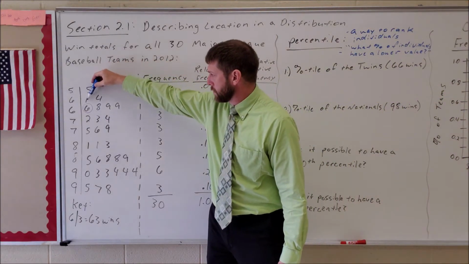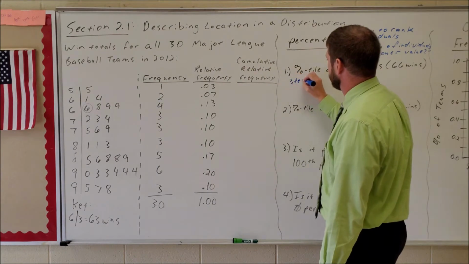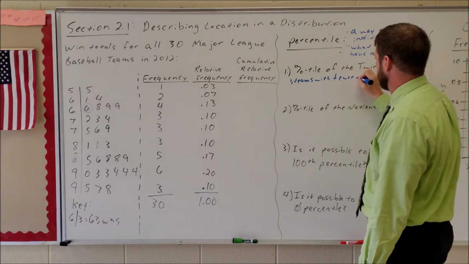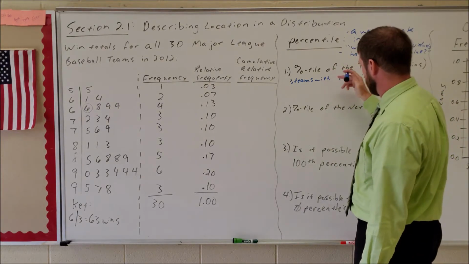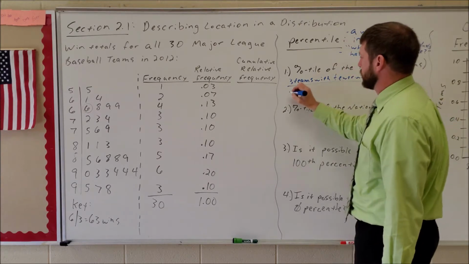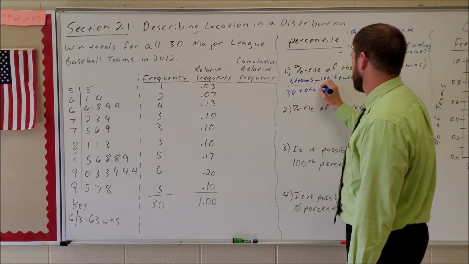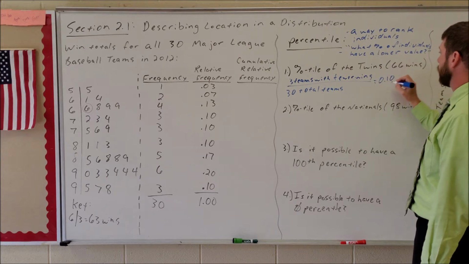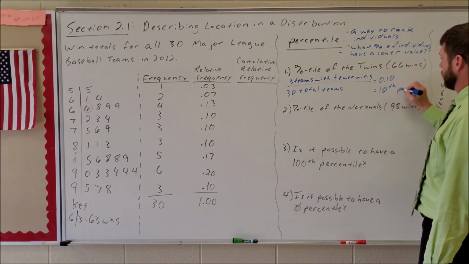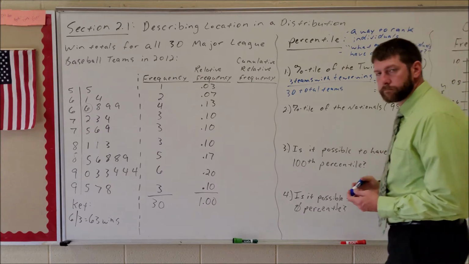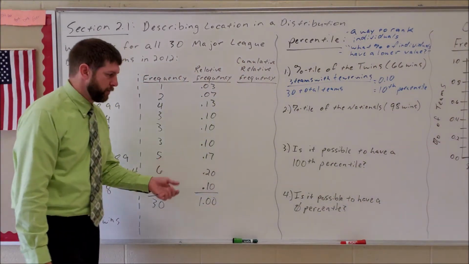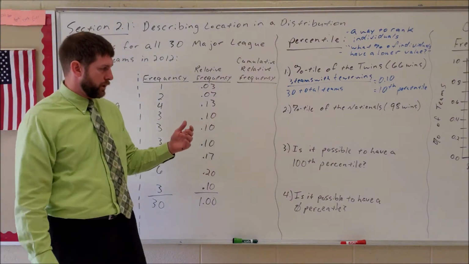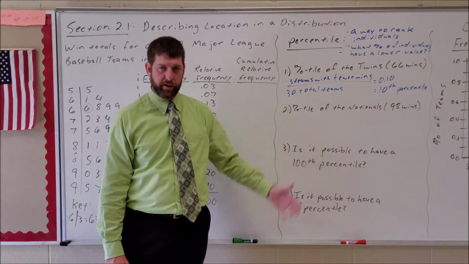Well, 3. We had 1, 2, 3 teams with fewer wins. And the whole was 30 total teams. So if we calculate that, that's 0.10 or 10th percentile. Okay. So that's how you calculate percentile. You just count how many had a smaller value, had fewer wins in this context, and then you just divide it by the total number that you had.